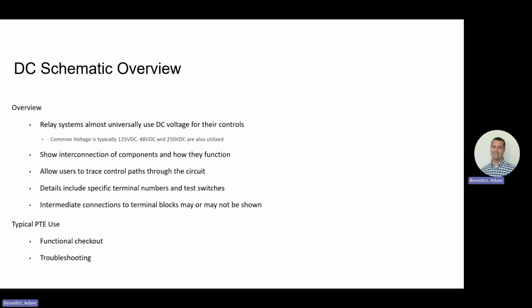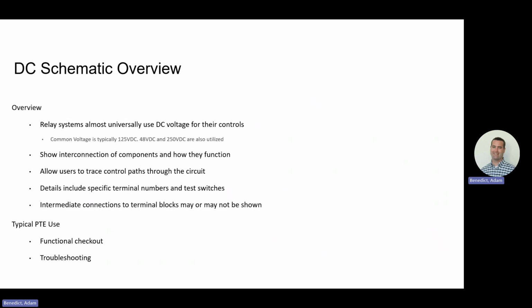Allows user to trace control paths to the circuit. This is a big one, definitely when it gets to testing and commissioning. They use these schematics to ring out panels, and by ring out, take their multimeter and prove that your DC plus rail is intact, and then the same thing for your negative rail or your trip rail. So it's very, very much used when it comes to testing and commissioning.